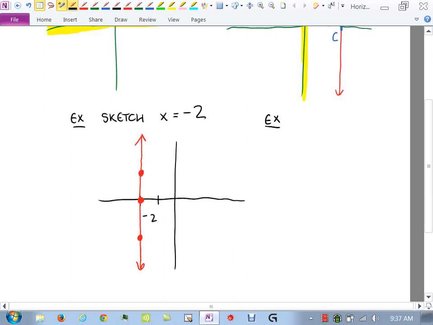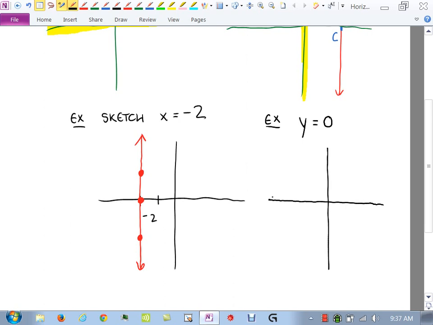The next one next to this, y equals 0. Try and trick you here. I'll start it over here.